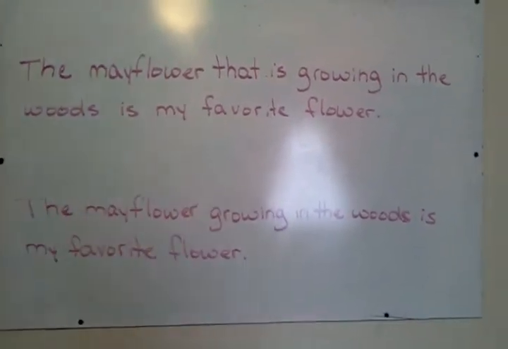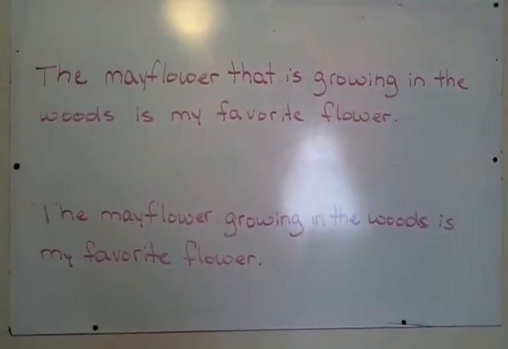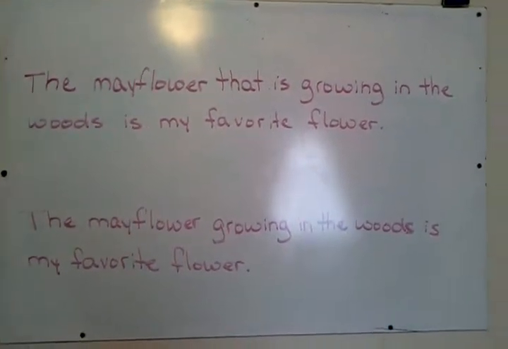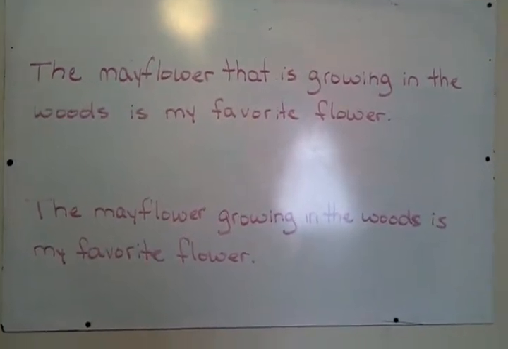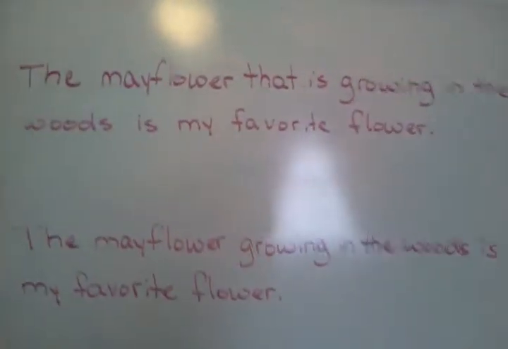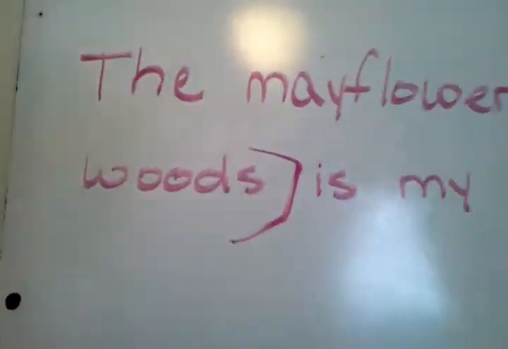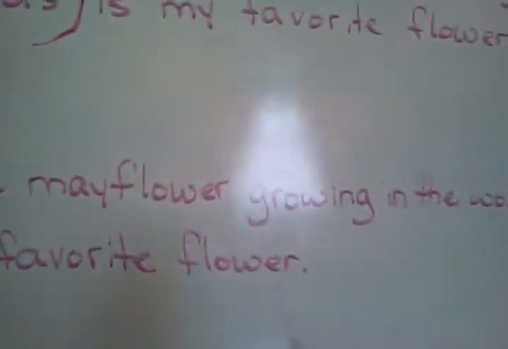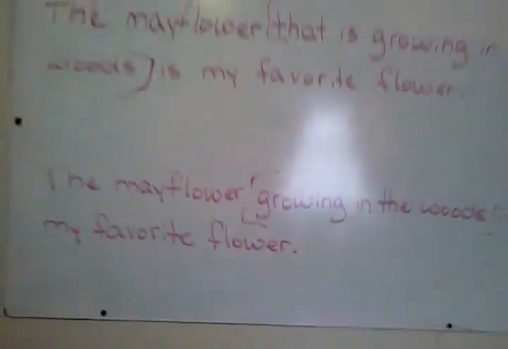In the top sentence, the Mayflower that is growing in the woods is my favorite flower. That sentence contains a clause. The second sentence contains a phrase. The Mayflower growing in the woods is my favorite flower. In the top sentence, the clause is that is growing in the woods. That is a clause. And in the second sentence, growing in the woods is a phrase.